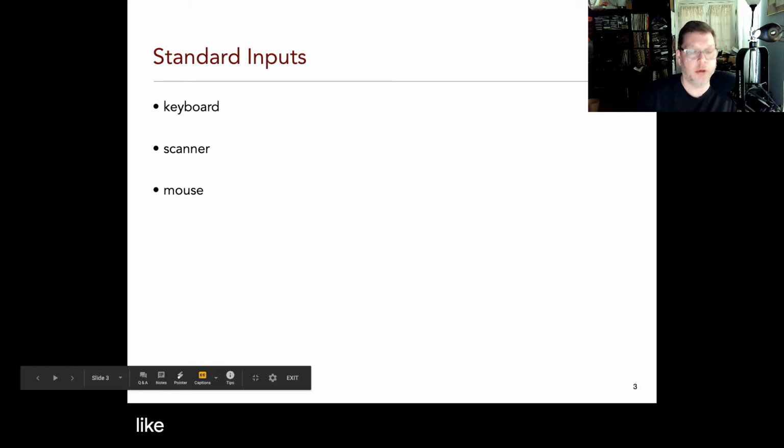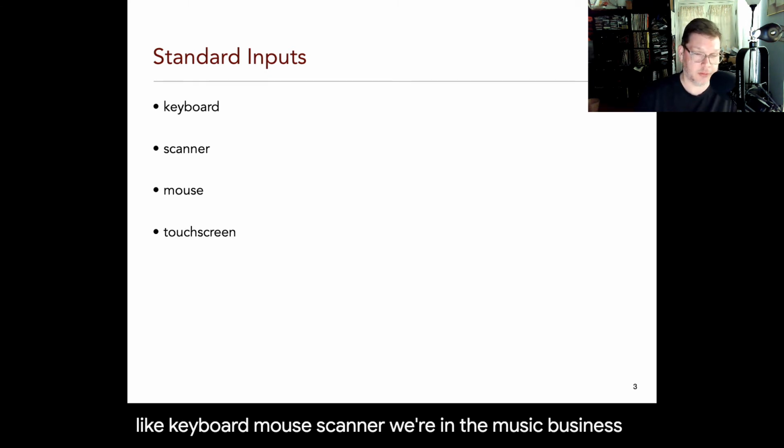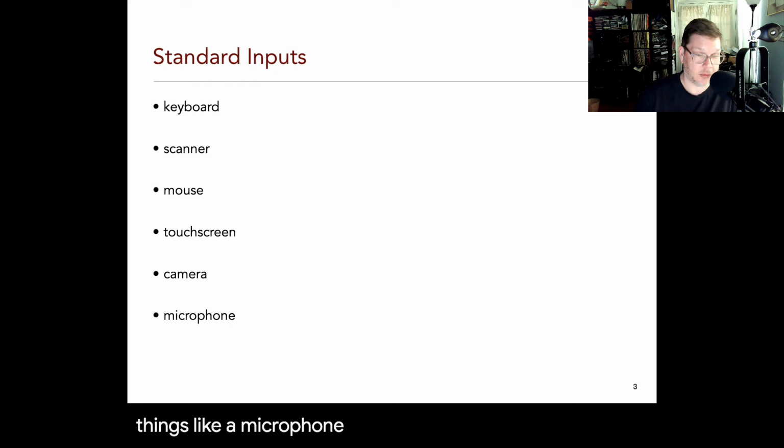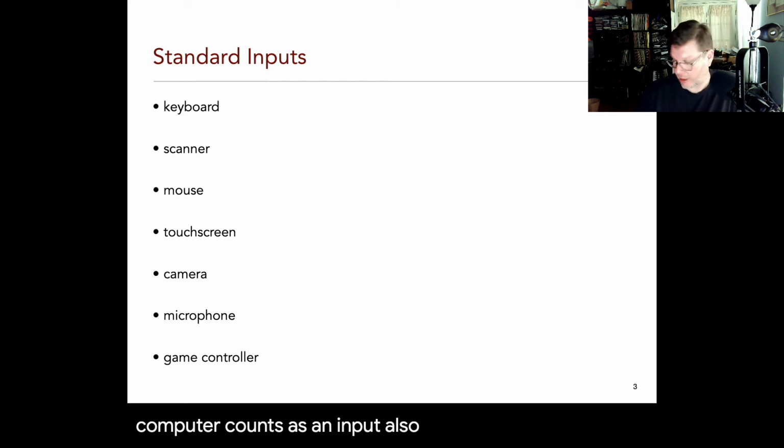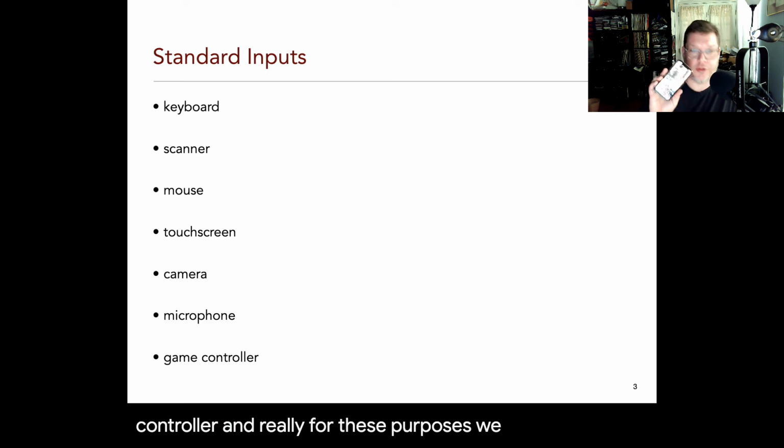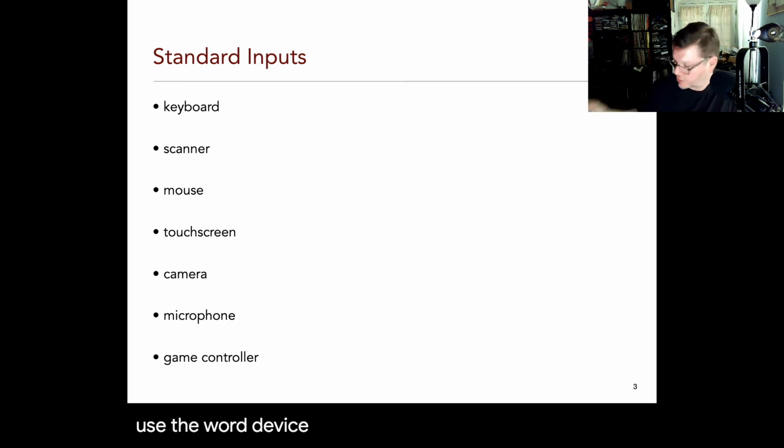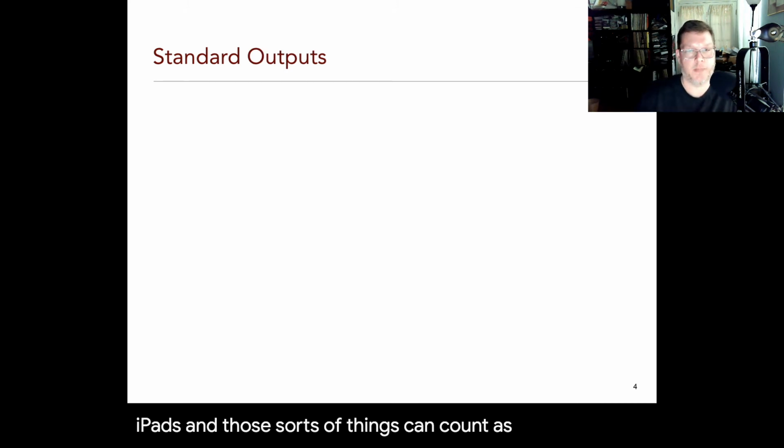But things like keyboard, mouse, scanner, and, since we're in the music business, things like a microphone would count. Also cameras, touch screens, any way that we give information to the computer counts as an input. Also things like a game controller. And really for these purposes, we talk about things like this essentially as a computer. So sometimes I'll use the word device because phones and iPads and those sorts of things can count as well.